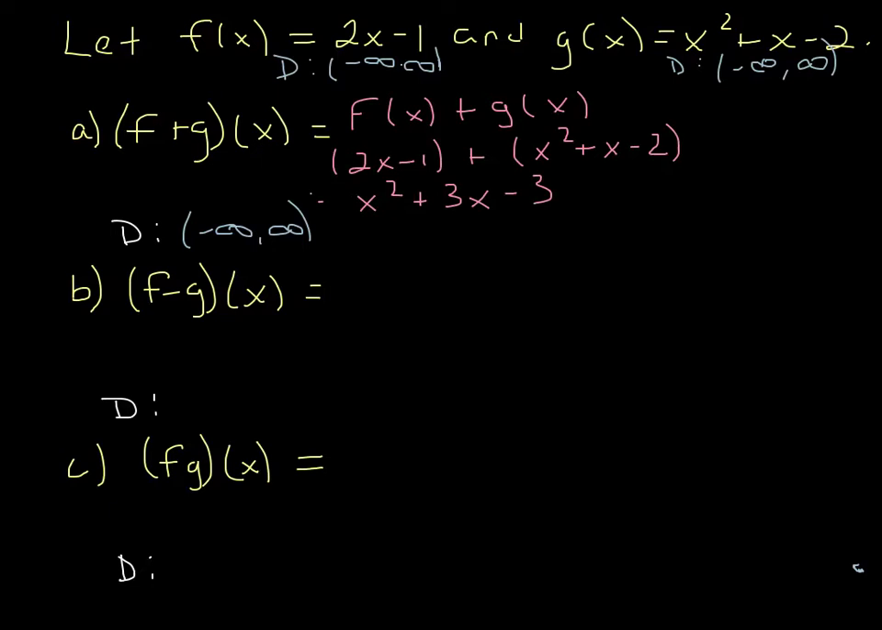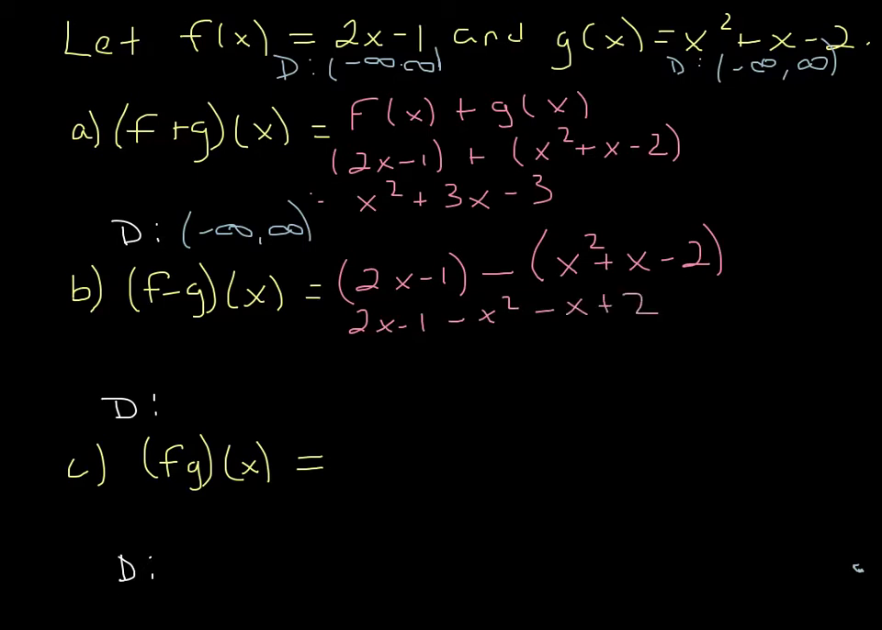Okay? So let's look at f minus g of x. F minus g of x means we're going to take f of x, 2x minus 1, and we are going to subtract the g of x. Okay. So I have to subtract the whole function, which means I'm going to end up distributing the negative. So 2x minus 1 minus x squared minus x and plus 2. So what we end up with here is a negative x squared. I got 2x minus x, which is plus x, and I have negative 1 plus 2, which is 1. And again, the domain is still going to be negative infinity to infinity.